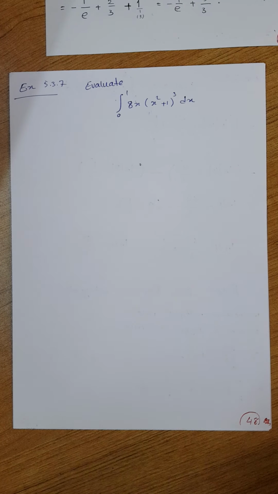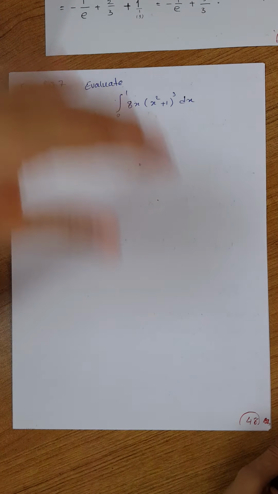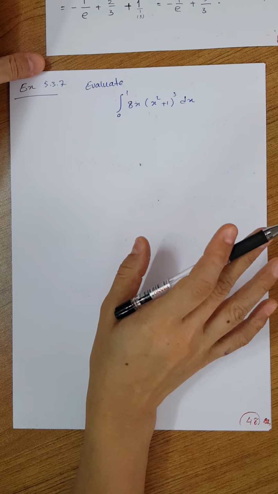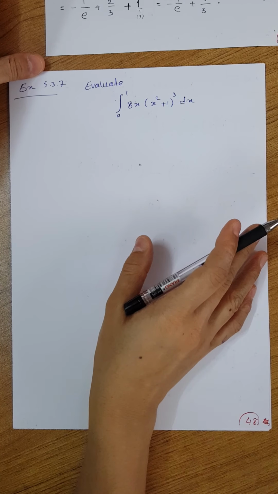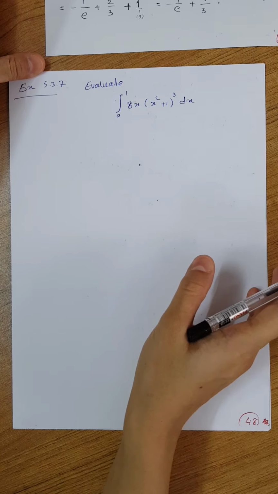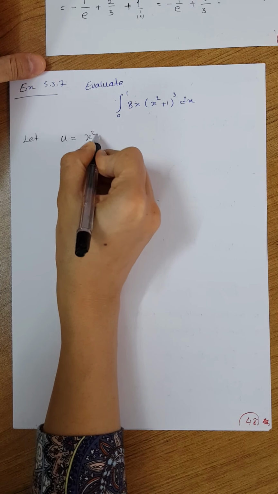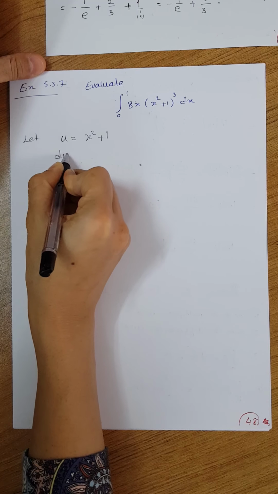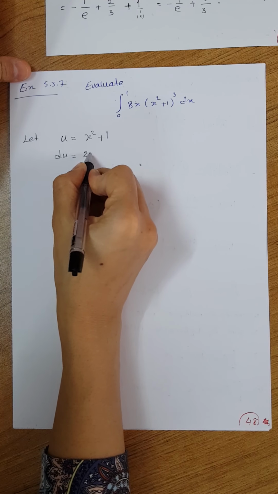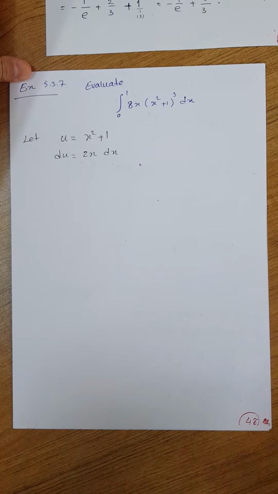In that example, it says evaluate that given integration. Here we have to use the substitution method for that integration. So you're using the same things that we were using in indefinite integration. Here we are letting u, if you remember, that thing that's under the power. Let u equal x squared plus 1. After u, we have to directly find the derivative of that one, that's equal to 2x dx.